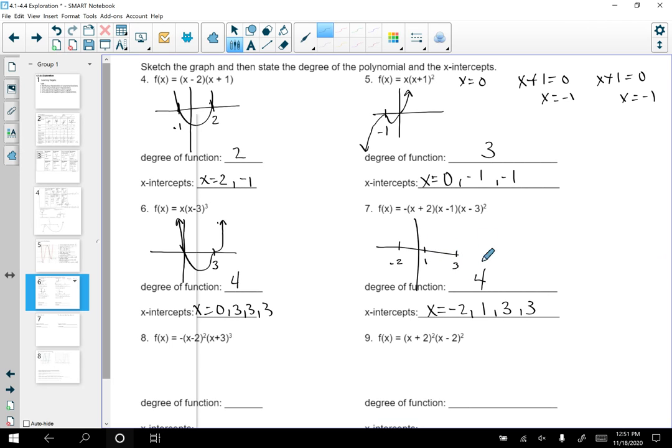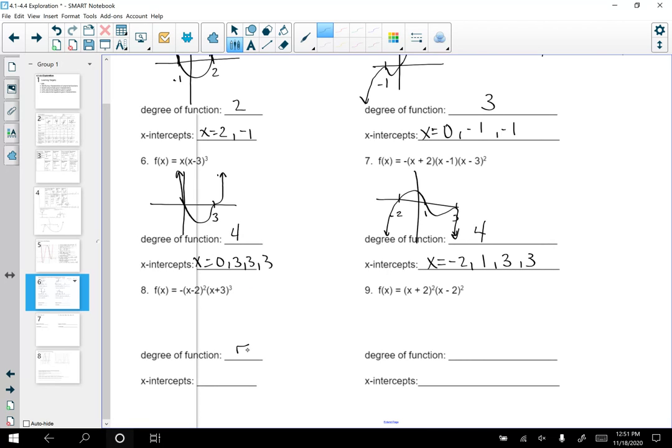Now it's an even degree and it's negative, so both ends are going to be down. We go through 2, go through 1, and then a repeated 0 at x equals 3. There's that.